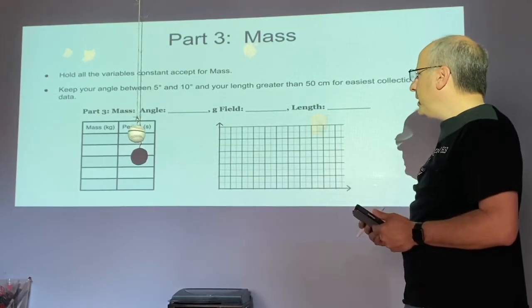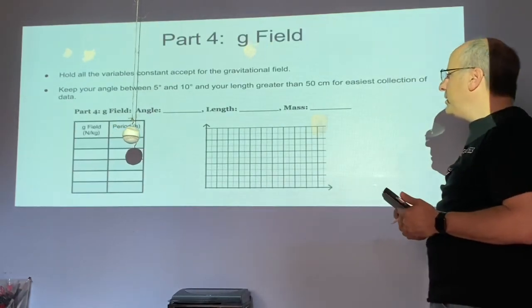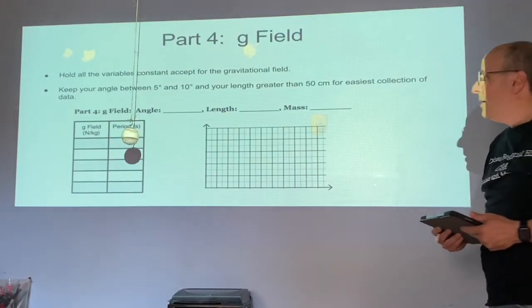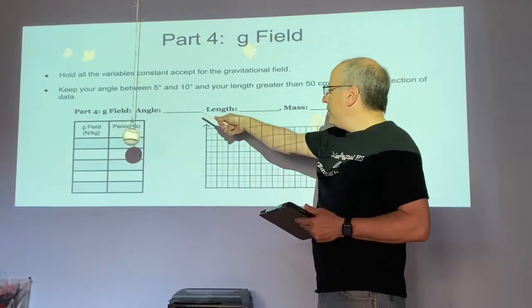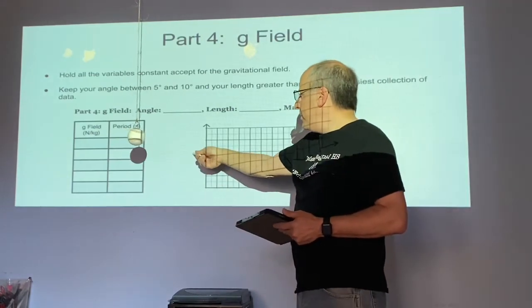Part 3, you're going to change the mass of the ball. Part 4, you're going to change the gravitational field of the ball. As always, write down your constants, put the thing that we change on the X, period goes on the Y.